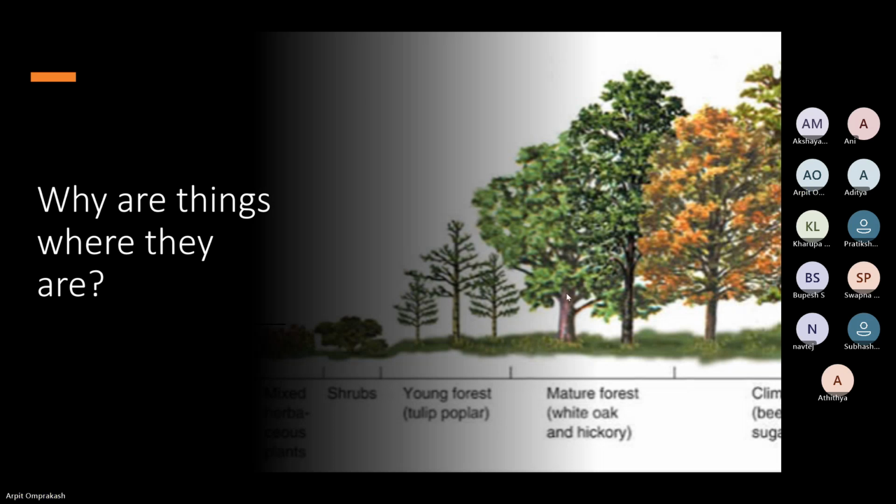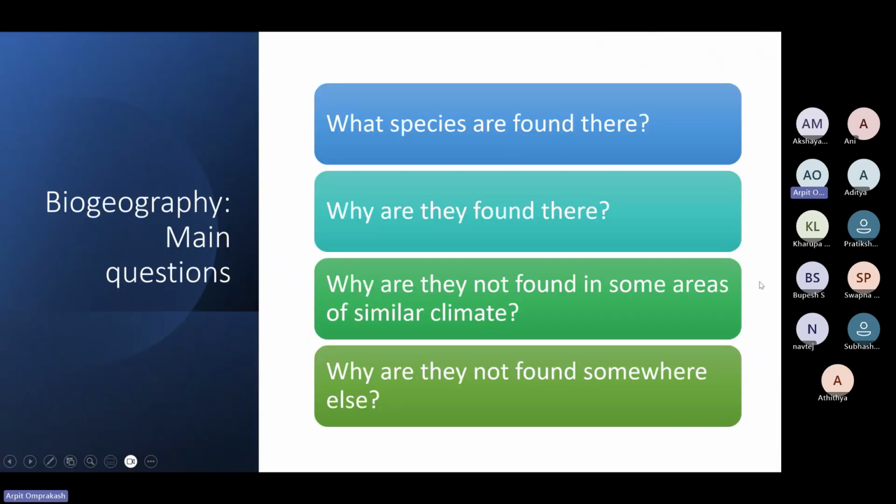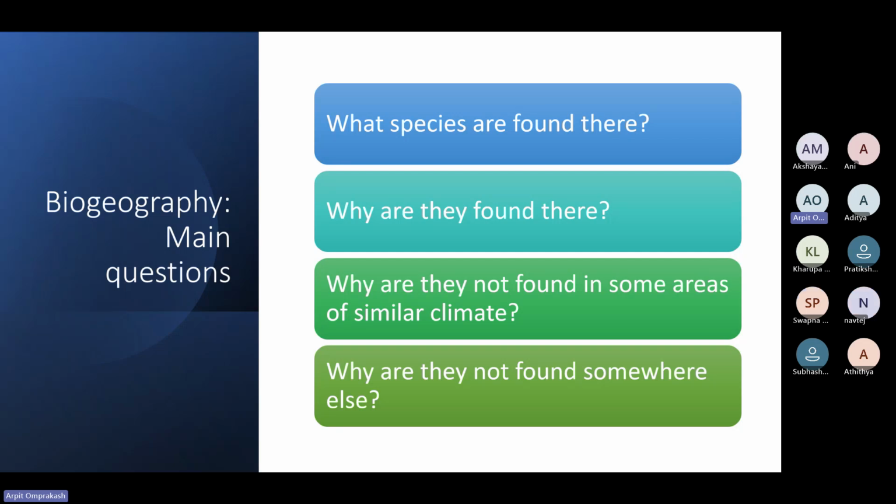we'll continue. So the next lecture was why are things where they are? These are the four questions that I outlined before. What species are found in a place? Why are those species found there? Why are they not found in areas of similar climate or other topographic similarities? And the fourth thing is, why are they not found somewhere else, like some other unrelated place? So these four questions are the main questions that we tackle in the study of biogeography.